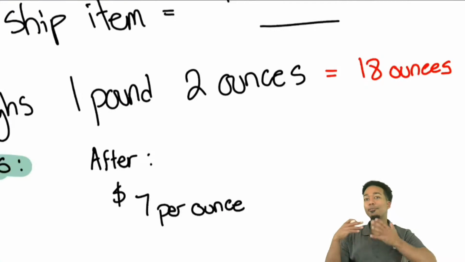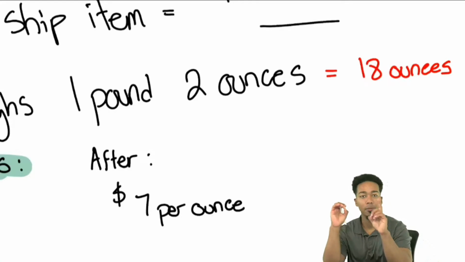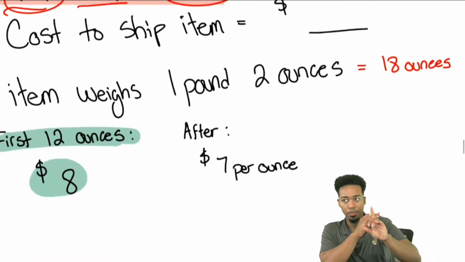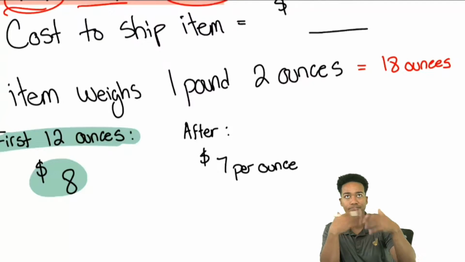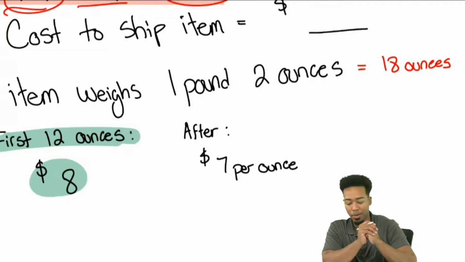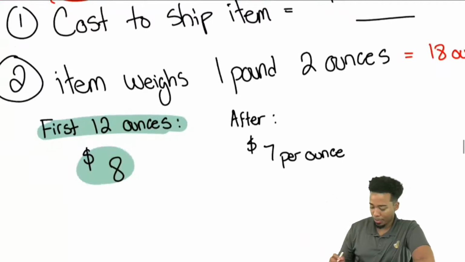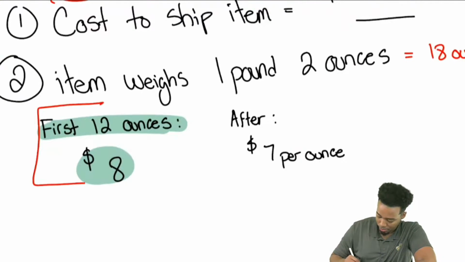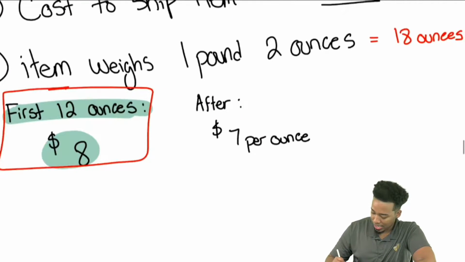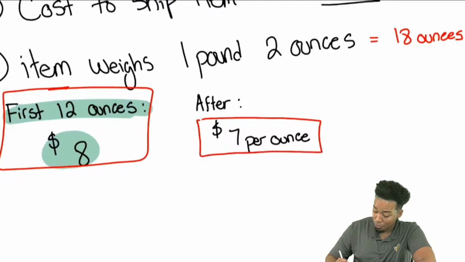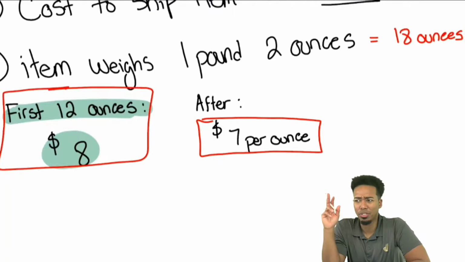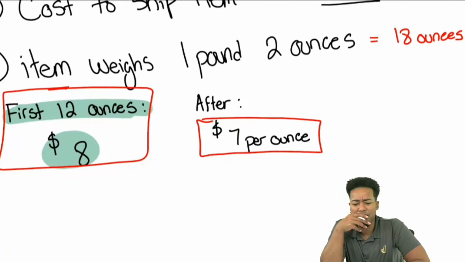Now this is the fun part. I'm going to actually forward this later because I'm going to point something out that's going to be very important for you in the future. But everybody, the first 12 ounces, that's going to be $8. Great, perfect, sounds good. Then it says $7 per ounce after that. Everyone, how many ounces are we applying that $7 to?